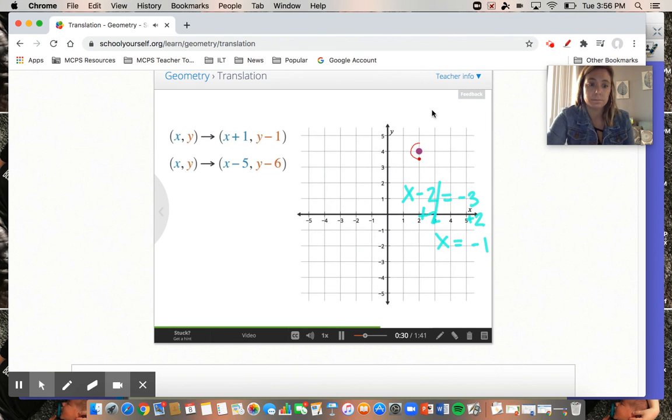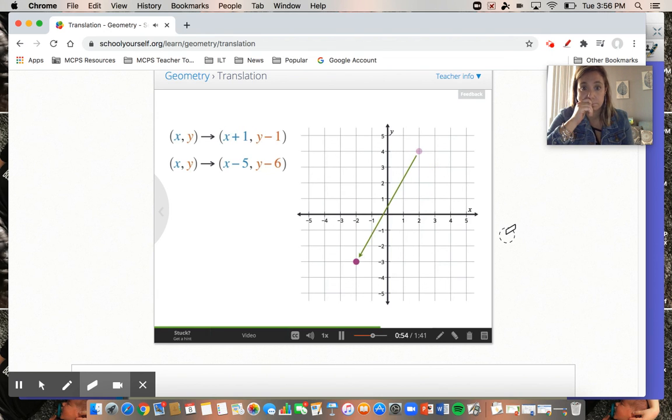Well, let's pick a starting point, like 2 comma 4. Now the first translation is adding 1 to the x-coordinate and subtracting 1 from the y-coordinate, so that's over here. Then the second translation is subtracting 5 from the x-coordinate and subtracting 6 from the y-coordinate. So now we're over here. So you can think of these two translations as being a single translation. Going from the start to the finish, you had to move 4 units left and then 7 units down. So this translation is x comma y to x minus 4 comma y minus 7.